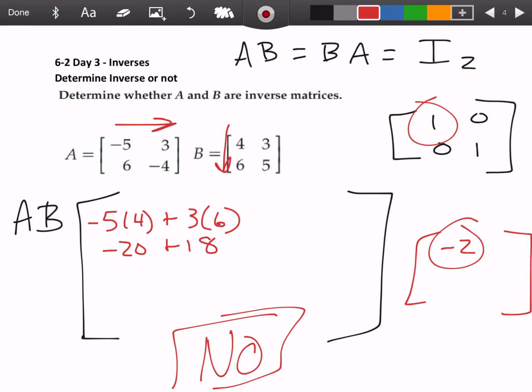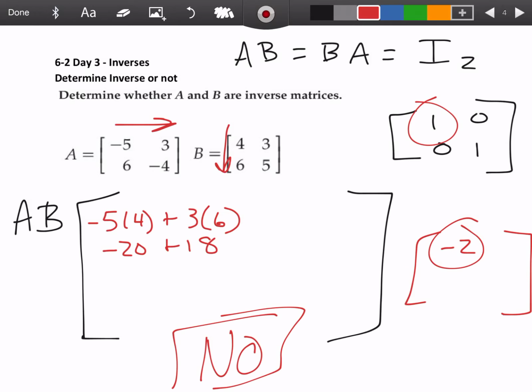So we don't have to go through A times B the whole time. We don't have to do B times A. To find an inverse takes a really long time. But as soon as one of these numbers doesn't check out, you can say that it's not an inverse.